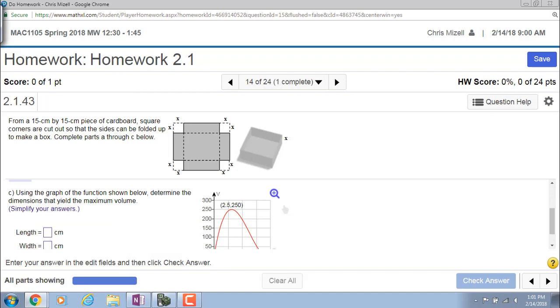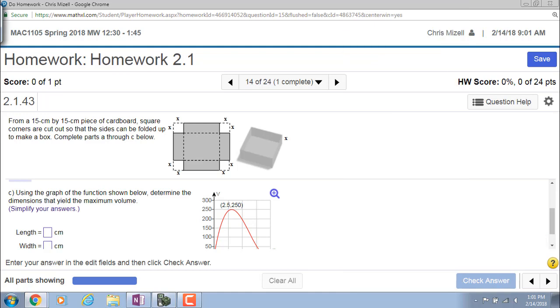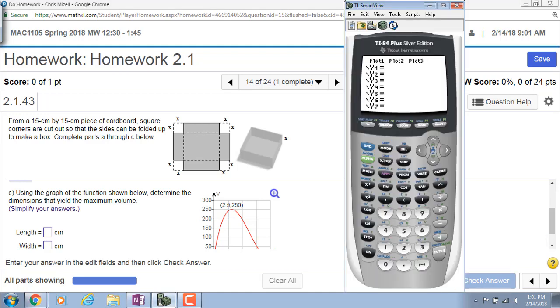Now it gives us the graph. I'd like to think we could produce that graph on our own if we had to. I'd like to think we could type 15 minus 2x times 15 minus 2x times x.